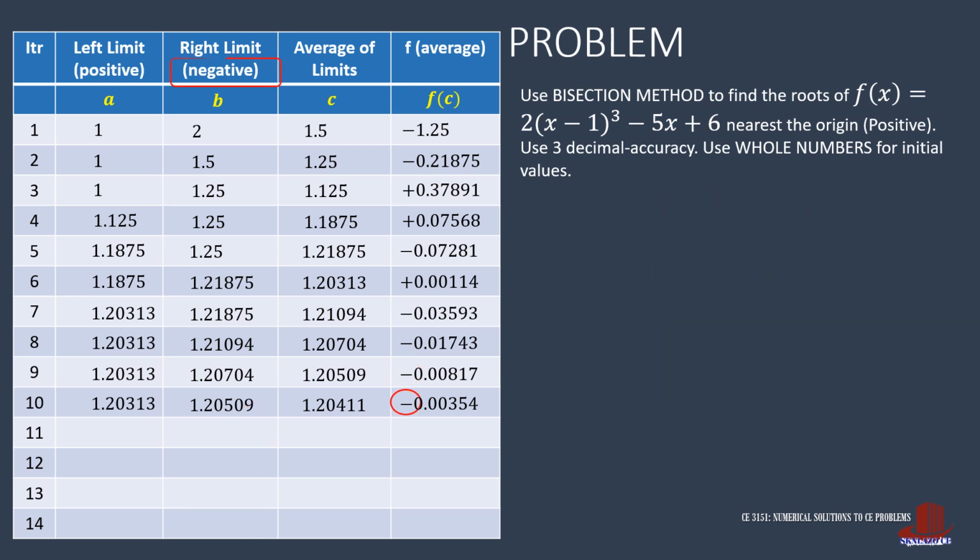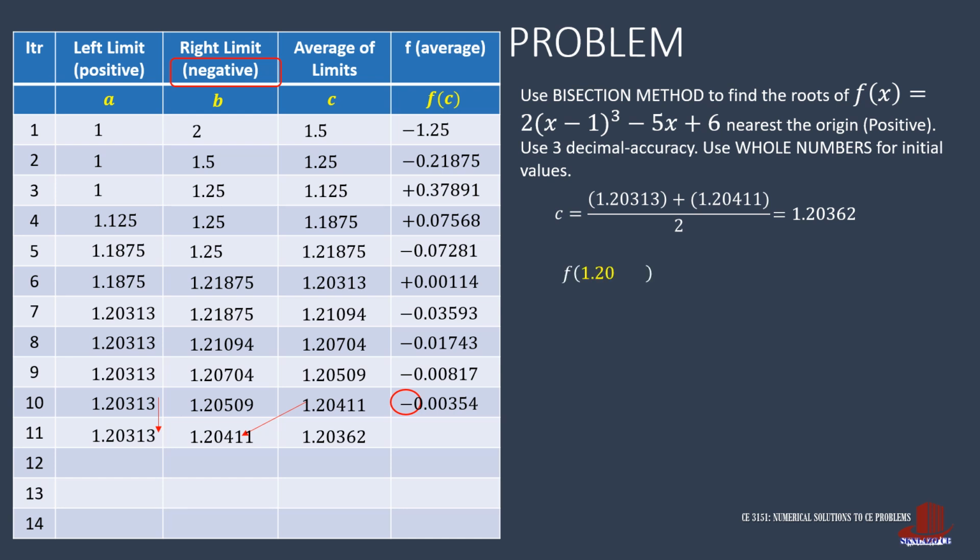With the negative f of c, have 1.20411 replace b, while a is still 1.20313. Their midpoint is at 1.20362 after taking the average of columns A and B. The function then is substituted with 1.20362, where the result is negative 0.00122. So a trend is showing 3 iterations in a row already.